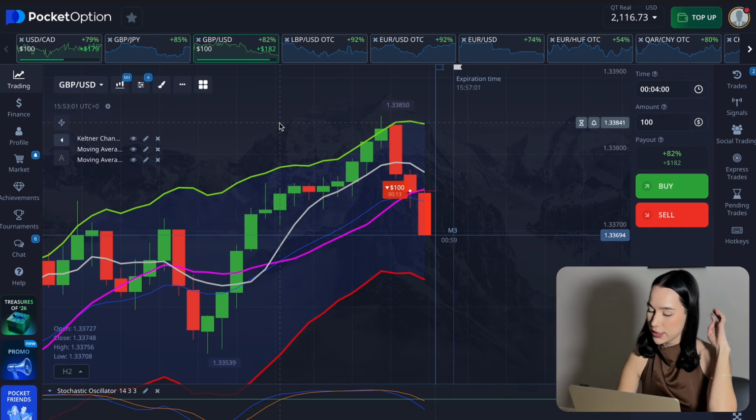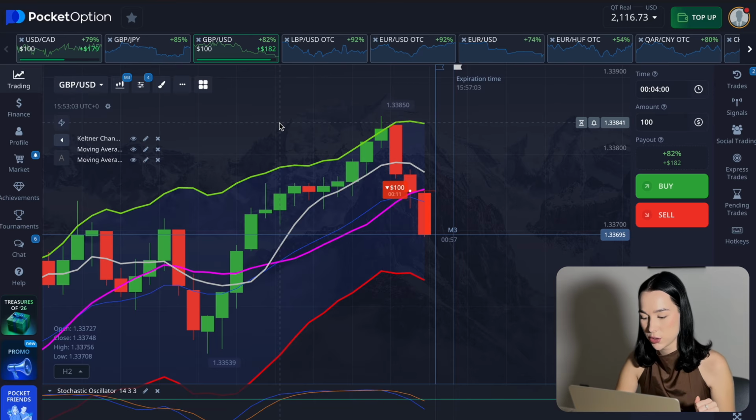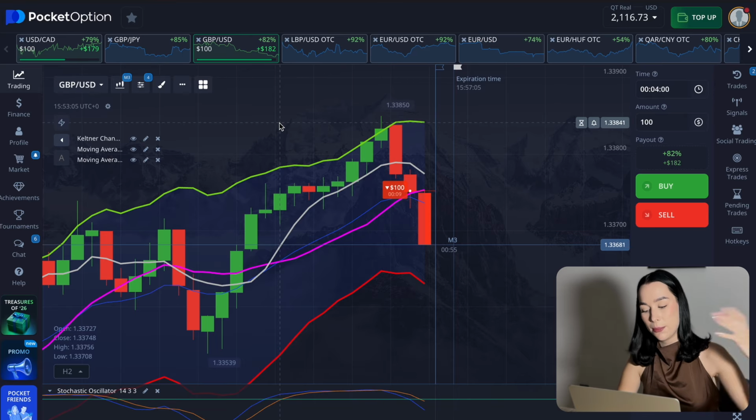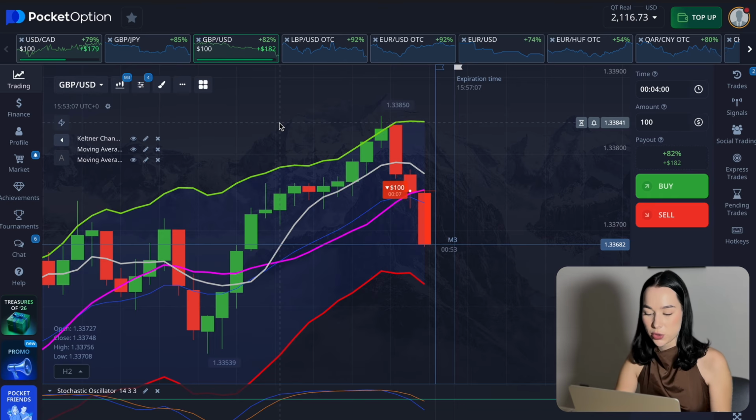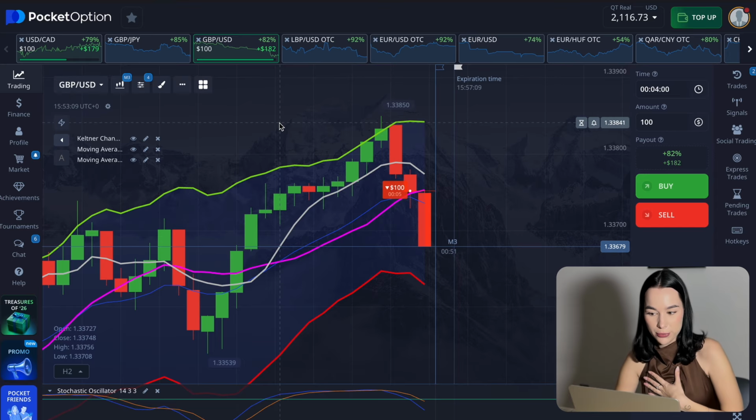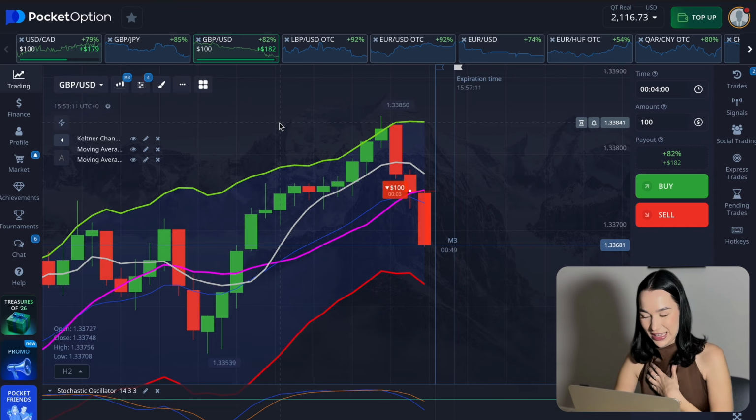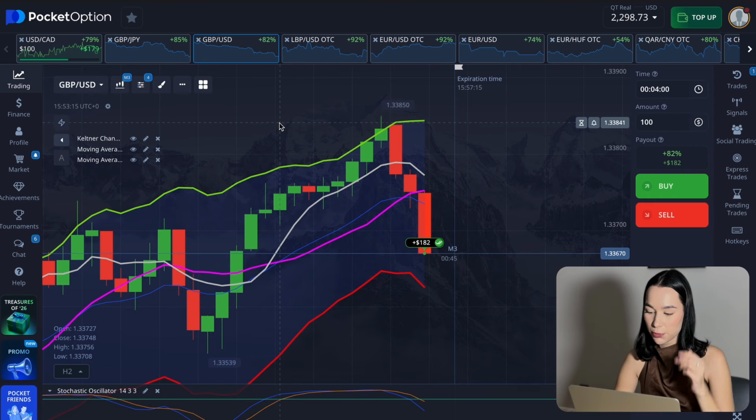So now it's 13 seconds, and with this stochastic, we also can see that it's already out of the overbought zone, moving lower and lower. So it's absolutely a perfect situation. Actually, today I'm really happy with the market because I'm trading actually pretty late as well. So we close the trade in the plus, perfect.